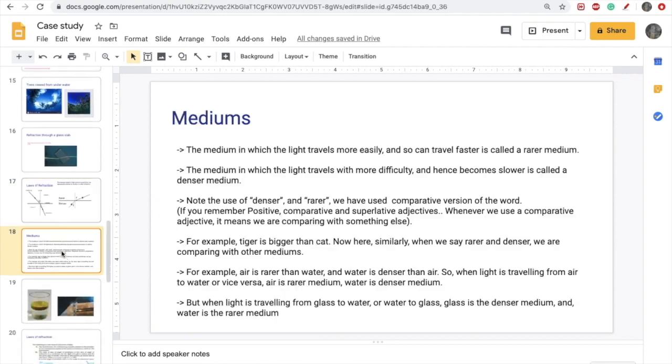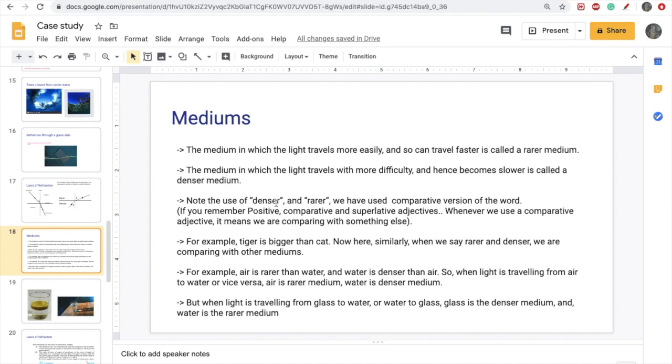Now see, the medium in which the light travels more easily and so can travel faster is called a rarer medium. So if light is able to travel easily in a more transparent medium, the light will be able to travel faster. The medium in which light travels with more difficulty and hence becomes slower is called a denser medium.